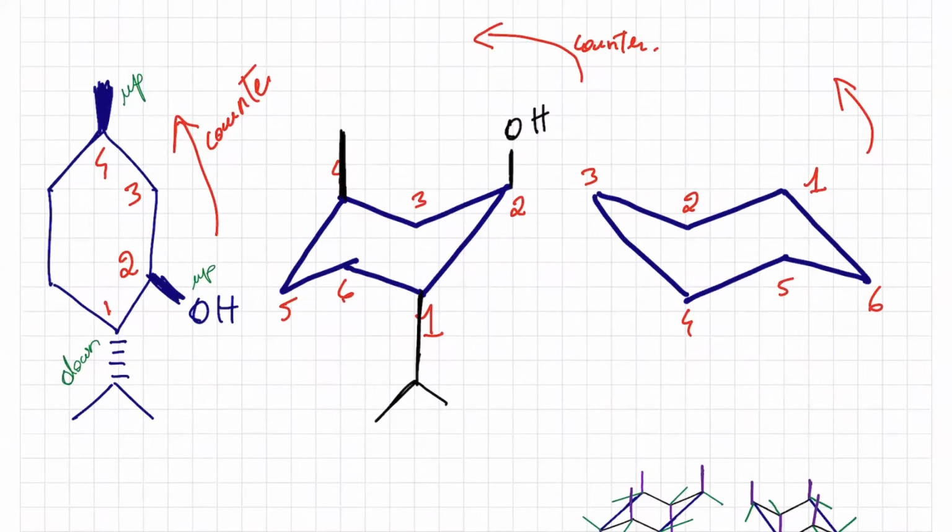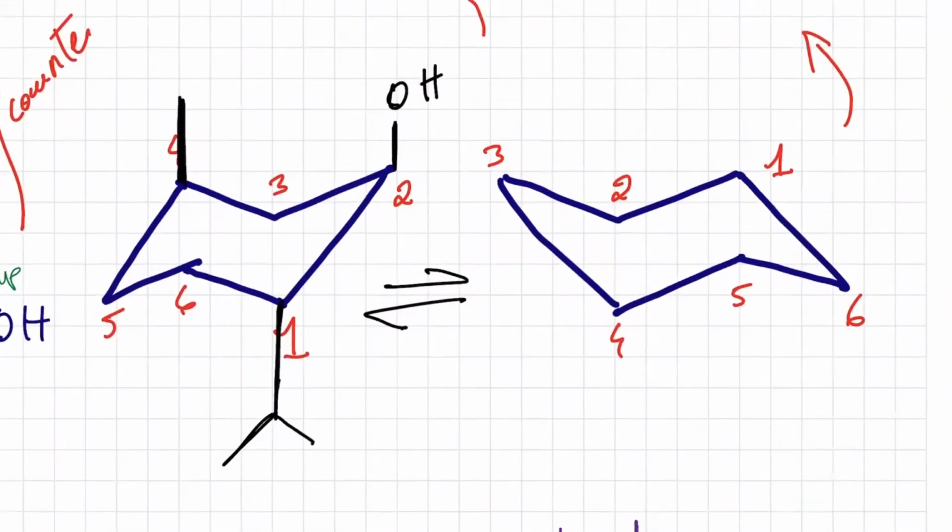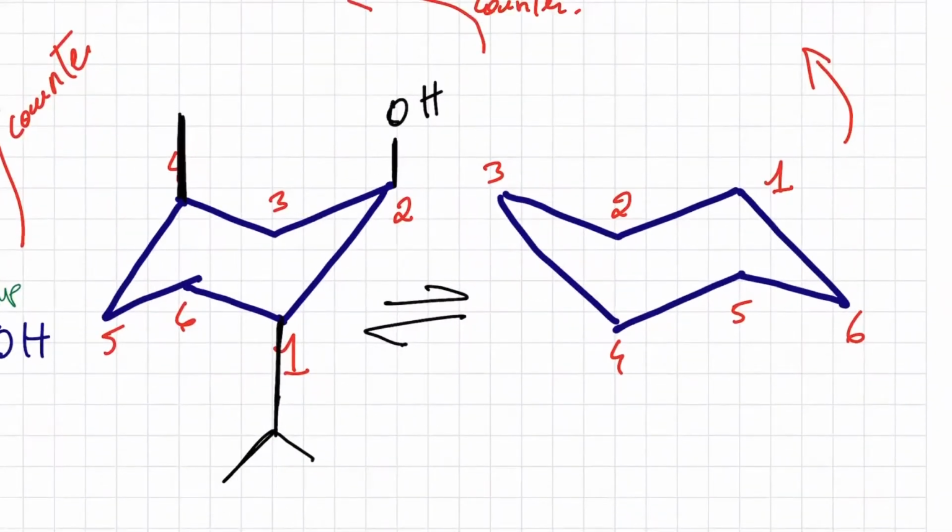Everything looks good here. Now let's draw the other version, the flip version, right? Remember, the only thing that's gonna differ between those two versions here is where I started to number. Of course, the schematic, the little chair backbone, is a little different, but I already showed you how to draw it.